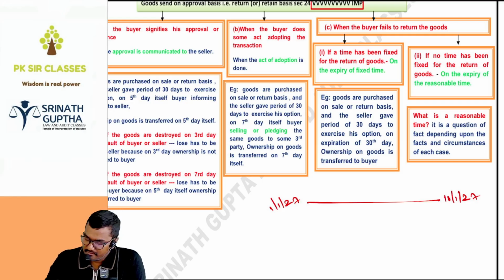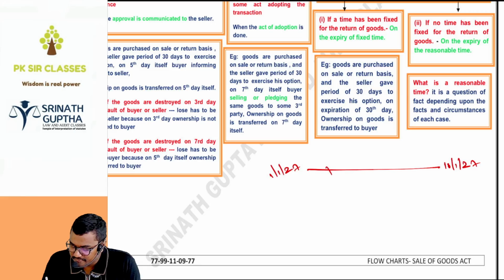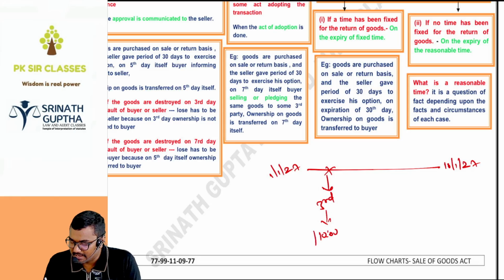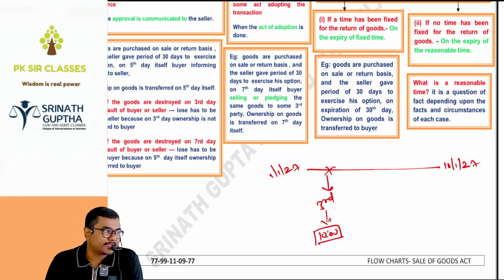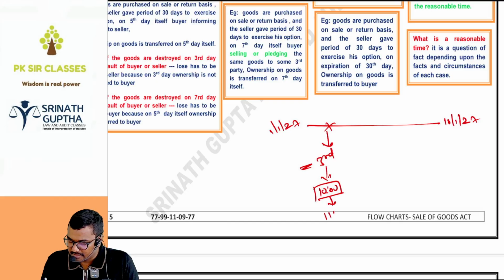For example, she was using the bike and on the third day itself she liked that particular bike. She informed me on the third day morning at 10 o'clock. She made a call to me and said, I like your bike, I am taking your bike, I am giving my approval. Ownership will be transferred on the third day at 10 o'clock. At 11 o'clock the bike got burnt. Who should bear the risk of the loss of the goods? Buyer.